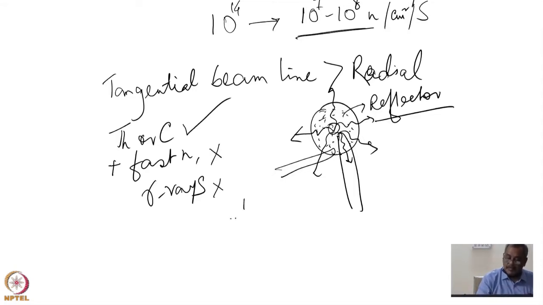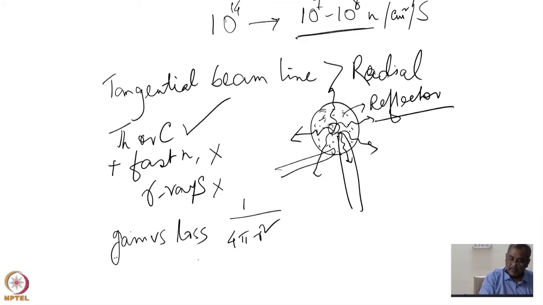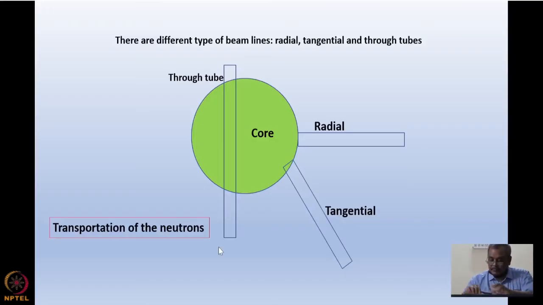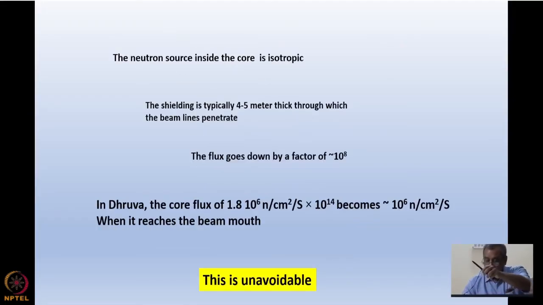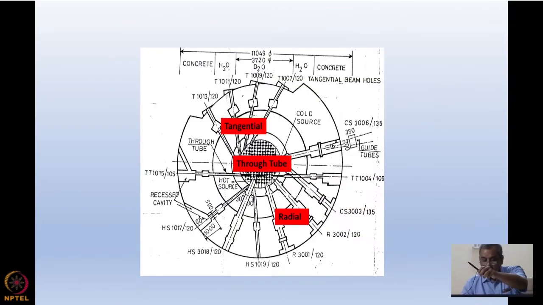But we know that in this case, the 1 by 4 pi r square loss will be more. So it's a gain versus loss picture, and accordingly you have to decide. I'll give you an example of this picture. Let me just show you.